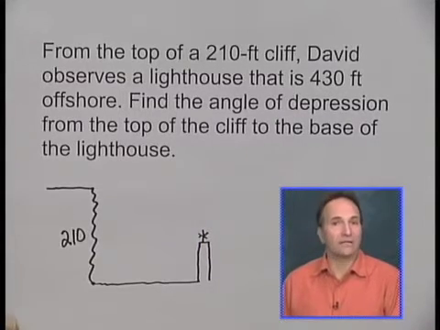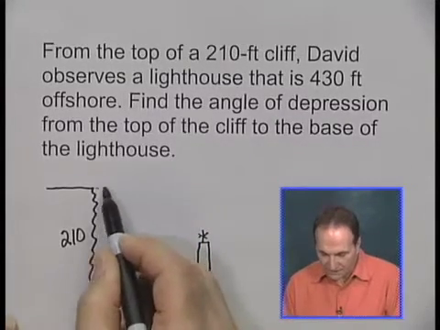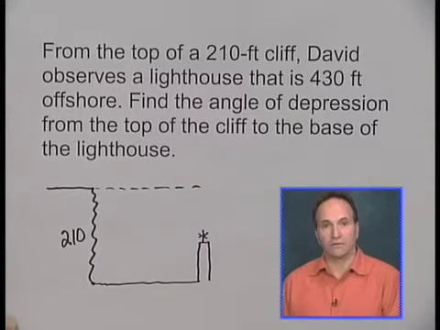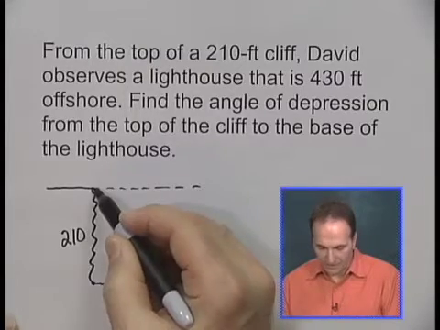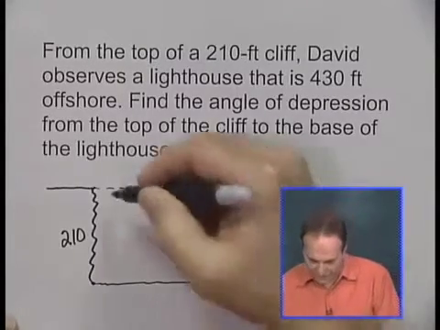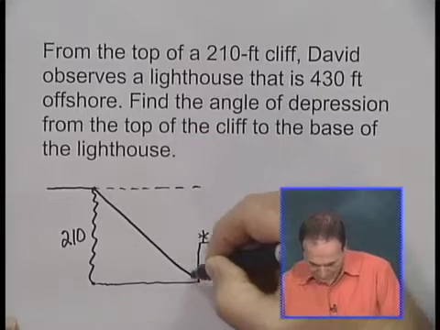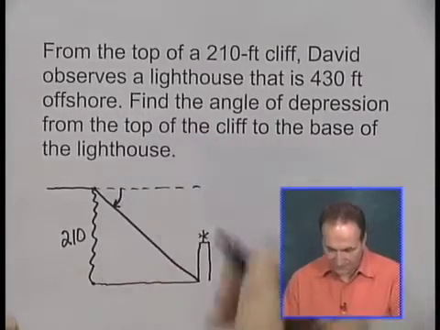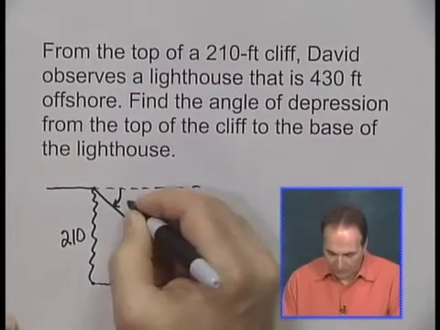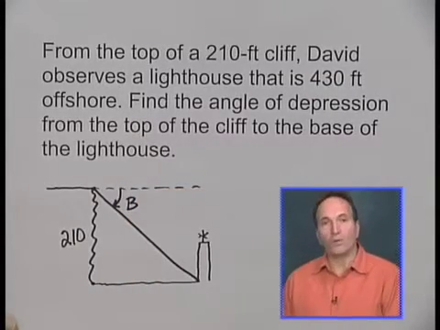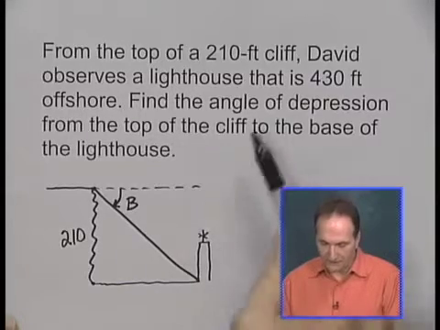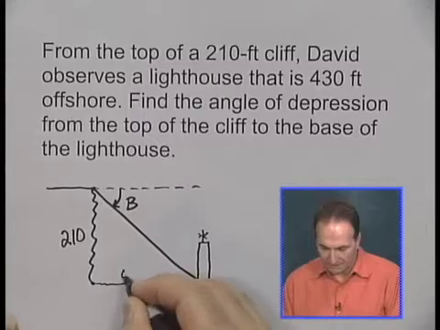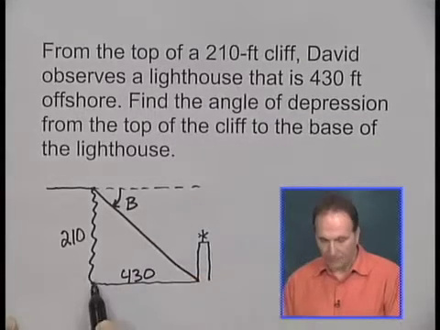And the angle of depression is measured against the horizontal. So I'll dash out a horizontal. I'm going to go from the cliff to the base of the lighthouse. And the angle of depression is this angle in here. Let's call that angle B. And what we also know from the information is that the lighthouse is 430 feet from the cliff.